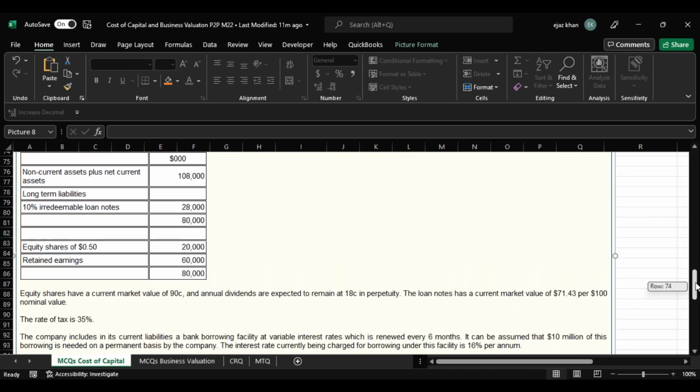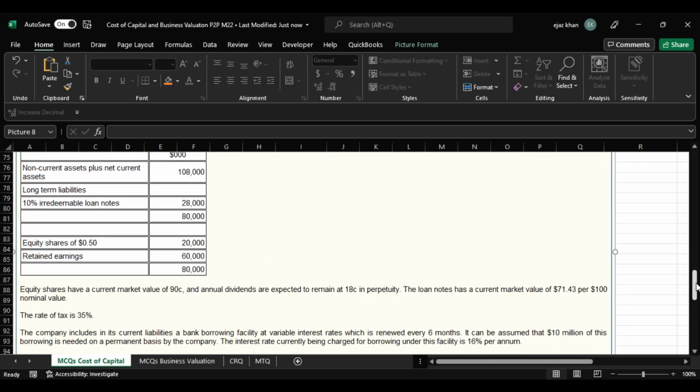So how many sources of finance do we have in this question? In a weighted average cost of capital question, this is a very important thing to identify, how many sources we have, because we have to calculate the weighted average of these sources. We have got three sources, right? We have equity, which is always the case. We have a long-term irredeemable loan note, and the third one, which they're saying that we need on a permanent basis, is a short-term facility, which has a cost of debt, sorry, it's the interest rate, which is 16%.